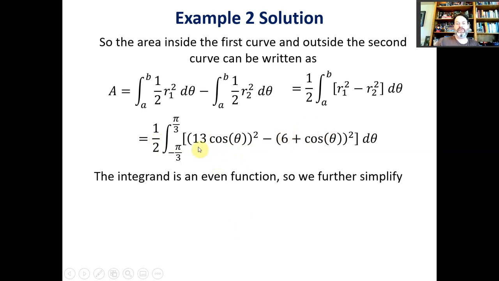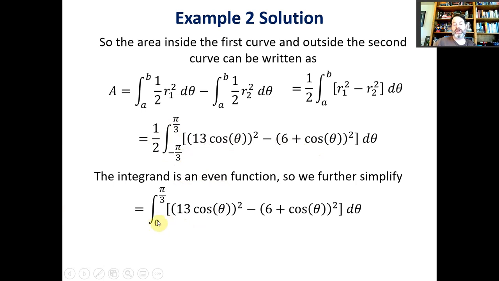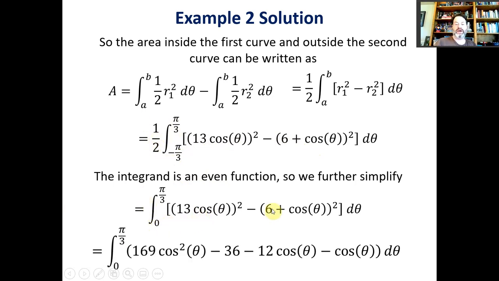And this is an even function, because anything squared is an even function, right? Because this is an even function, we can actually use the rule that you can go from 0 to pi over 3 and double the integral. So that's what I did. I just made that a 0 and multiplied by 2. Then I went ahead and FOILed the inside.